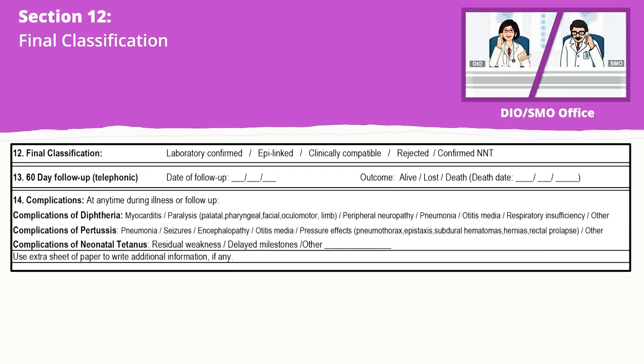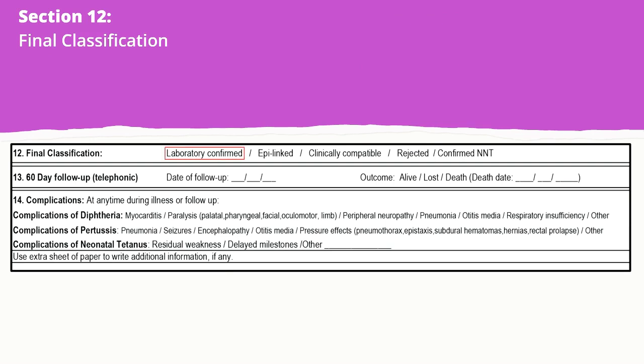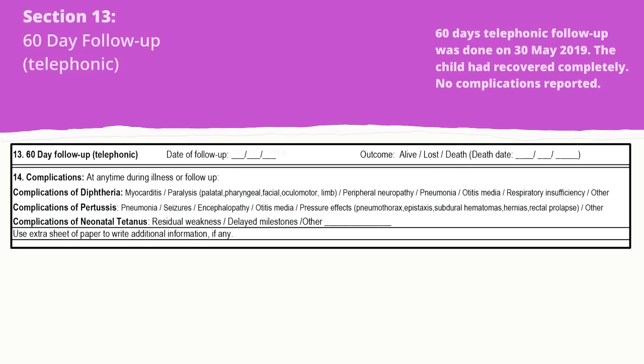In Section 12, DIO or SMO need to update the CIF with the final classification as laboratory confirmed, epidemiologically linked or clinically compatible. Rejected means not fulfilling the case definition of the disease, and no IPID number should be allotted to rejected cases. In NNT cases, encircle confirmed NNT if the case fulfills case definition.